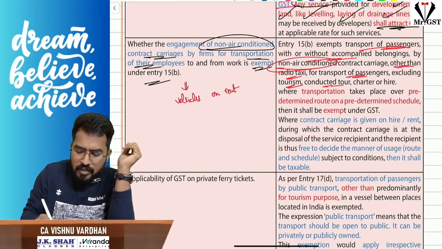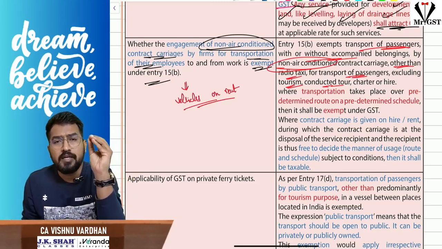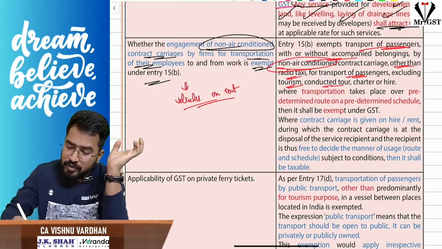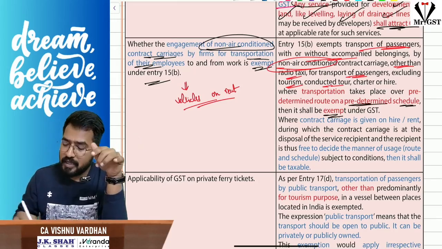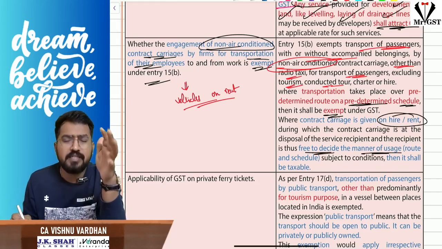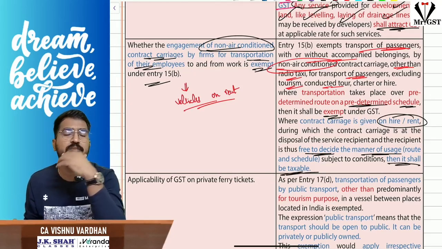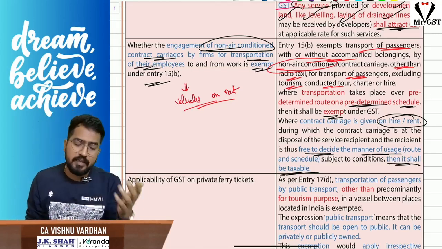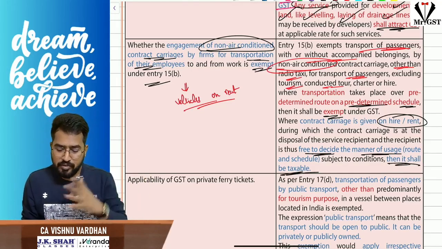Sir, as I have already stressed before in that mining area example, transportation of passengers means the vehicle will not be at your disposal. It will be operated on a predetermined route and schedule. That is exempt under GST. But if a contract carriage is taken on hire or rent, where you are free to decide the manner of usage, completely the vehicle is at your disposal, then it is renting the vehicles. It is not exempt. It is taxable. So please understand that. You should always understand whether the transaction is renting or transportation, and then based upon that, if you have any exemption anywhere else, you claim that, otherwise leave it. It is taxable. Clear? So that is the concept.